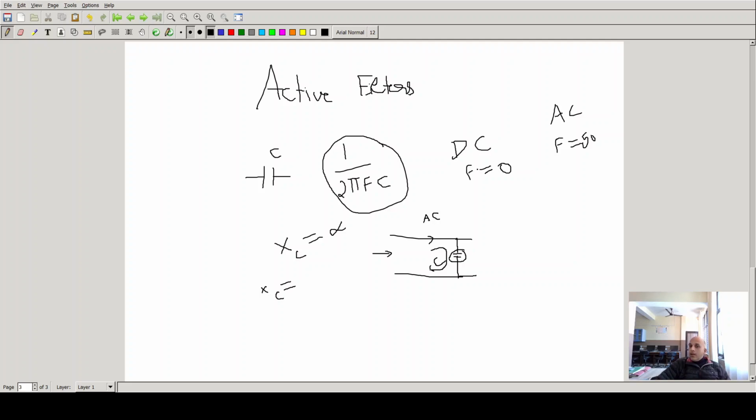Now let's take the case of DC. In the case of DC, the frequency is 0, and this capacitive reactance, or opposition, is infinite. It means in this case, this capacitor will behave like an open switch. So the entire DC current that is flowing toward this side will pass toward this side without going here. This is very important. This DC current will not go to this side. It will pass directly.